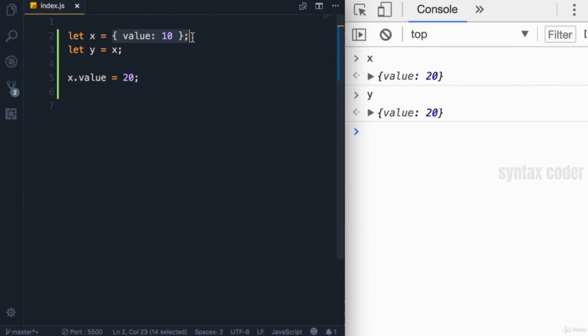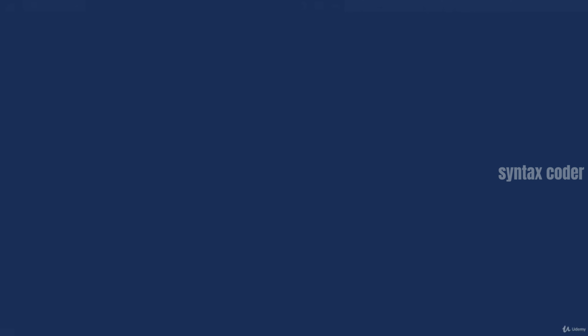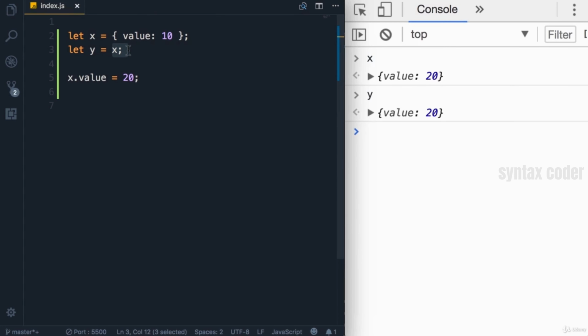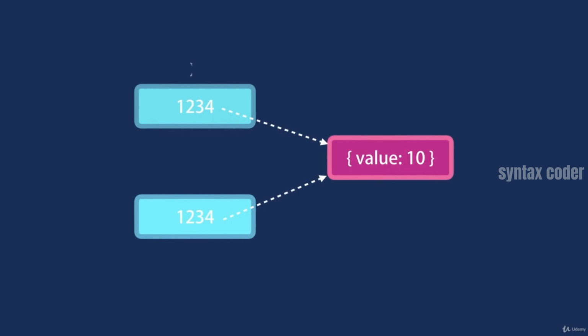When we use an object, that object is not stored in this variable. That object is stored somewhere else in memory, and the address of that memory location is stored inside that variable. So when we copy x into y, it's the address or the reference that is copied. In other words, both x and y are pointing to the same object in memory. And when we modify that object using either x or y, the changes are immediately visible to the other variable.